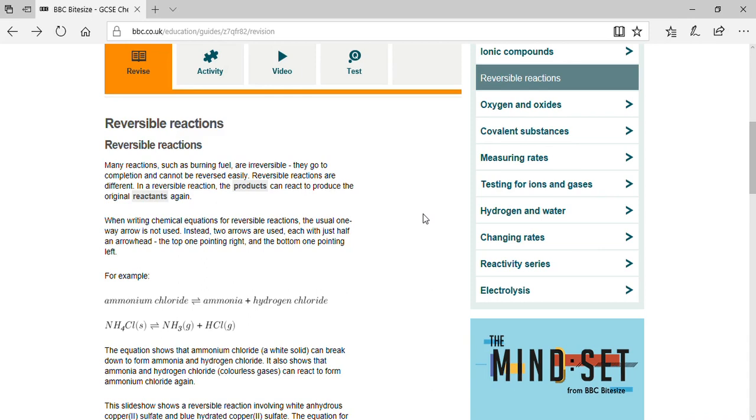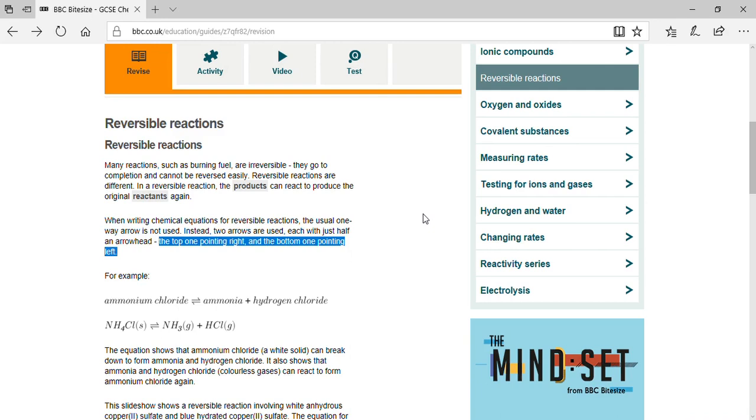Suppose you are writing your chemical equation for a reversible reaction. The usual arrow is not there. Instead, you use a half arrow from left to right and a half arrow from right to left. Two half arrows, the top one pointing right and the bottom one pointing left. Clear?